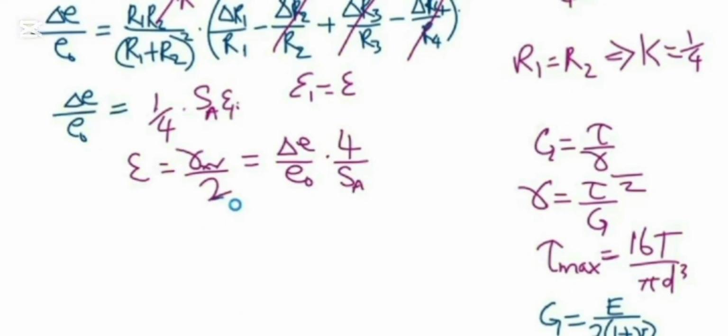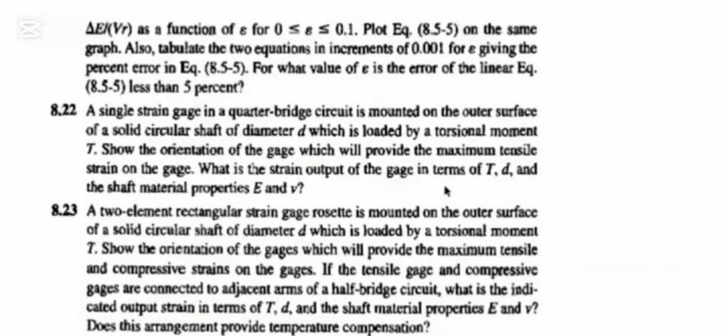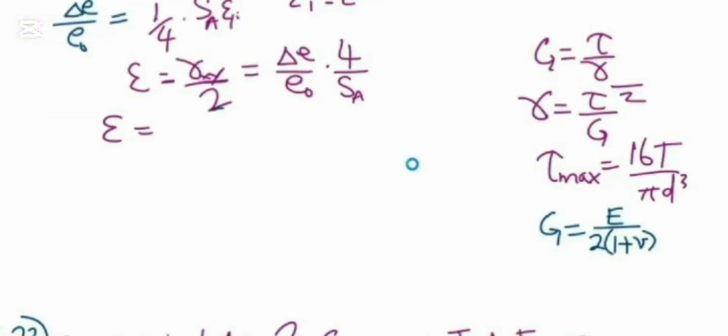Remember the question asks us to determine the strain value in terms of T, D, E, and v, the material property. So now the strain output from the Wheatstone Bridge is equal to half of the shear strain, because the loading is torsional loading. We expect that we are not going to have a normal strain, we are going to have shear strain. So we have to relate.